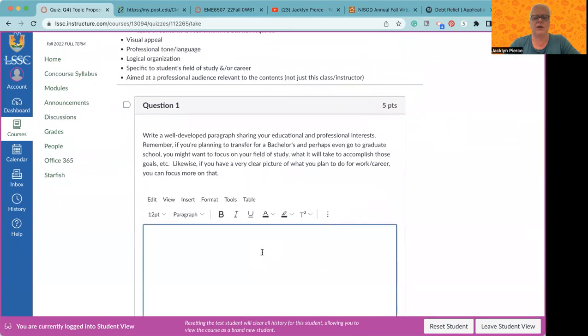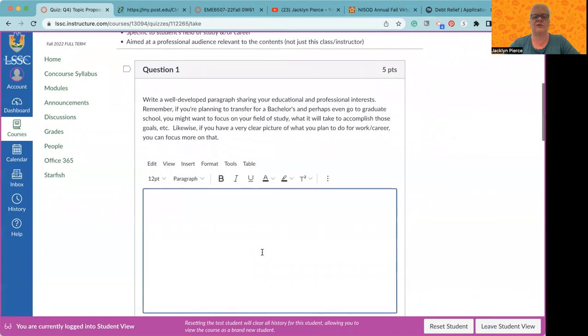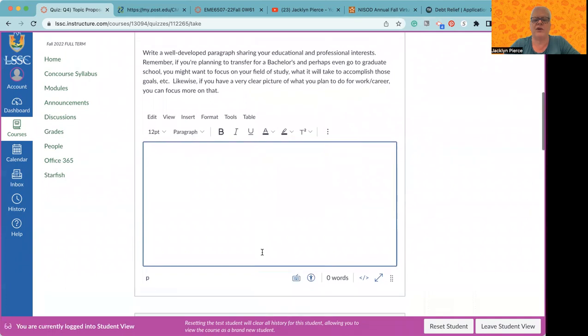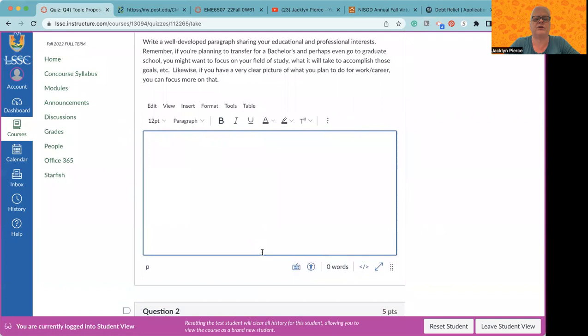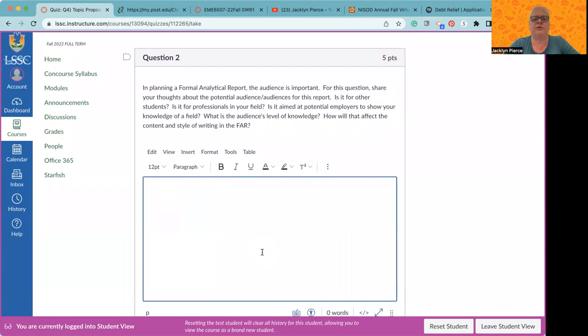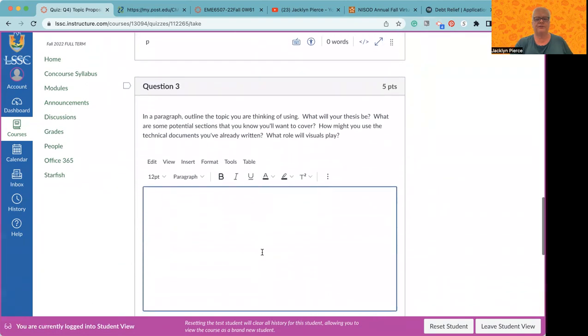The first question is to write a well-developed paragraph sharing your educational and professional interests. Remember, if you're planning to transfer for a bachelor's and perhaps even go to graduate school, you might want to focus on your field of study, what it will take to accomplish those goals, etc. Likewise, if you have a very clear picture of what you plan to do for work, your career, of course, you can focus more on that. Question number 2 talks about the audience. For this question, share your thoughts about the potential audience or audiences for this particular report. Is it for other students? Is it professionals in the field? Is it aimed at potential employers, maybe to show your knowledge of a field, et cetera, et cetera?